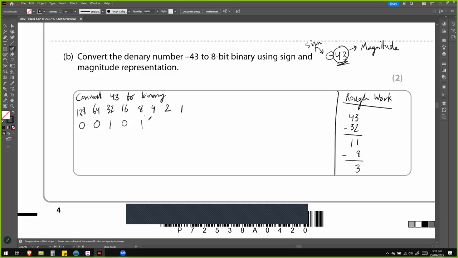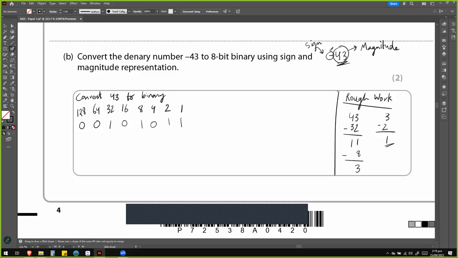Okay, so now we need a 3. Is 3 greater than or equal to 4? No, it is not. So we put a 0 there. 3 is greater than 2, so we will take a 2. You subtract, I'm going to write this all over again. So 3 minus 2 from here, we will get a 1. So we will now just include the 1 over here because that's all we have left. This is our 43 converted to binary, an 8-bit binary number.